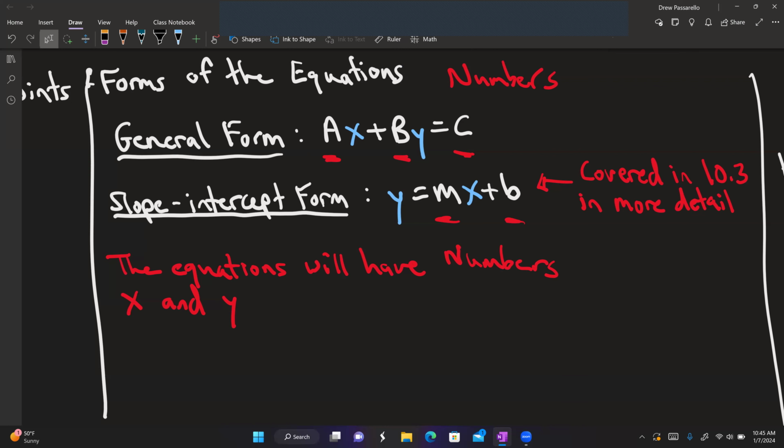You'll see a good number of problems in 10.2 will have the general form. And then there'll be some of them that have the slope-intercept form.